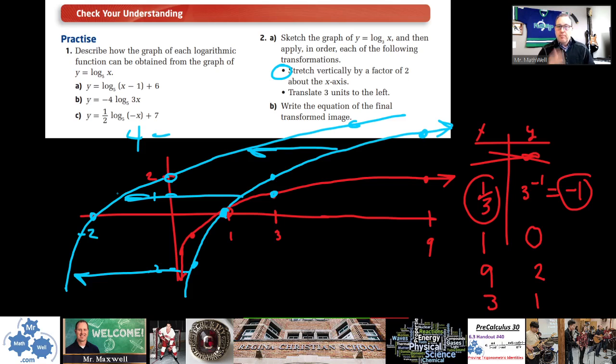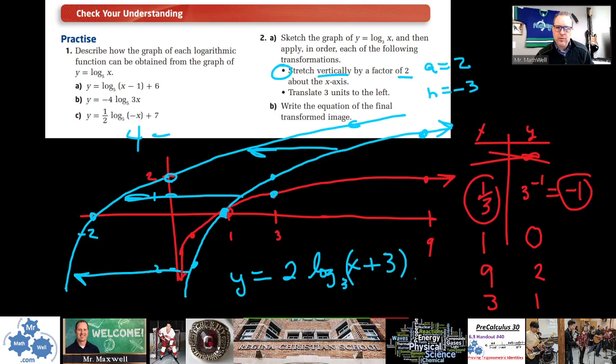And for B, let's finish off with B here. Write an equation of the final transformed graph. So stretched vertically by a factor of 2, that's A equals 2, right? And translate 3 units to the left, that's H equals -3. So our graph is going to be y equals, we need 2 log x base 3. And when I move it 3 units to the left, inside the brackets, that looks like an x plus 3. And there you have it. Stretched and moved over.